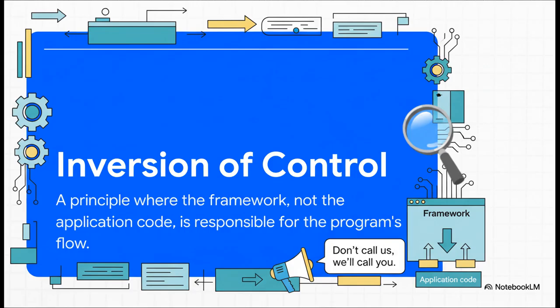In traditional programming, your code is in charge. It dictates the entire flow. But with a framework, this is inverted. The framework itself is running the show. It controls the program's flow, and it's the framework that decides when to call your code, not the other way around. Your code just gets plugged into the framework at specific spots. People often call this the Hollywood principle. Don't call us, we'll call you.